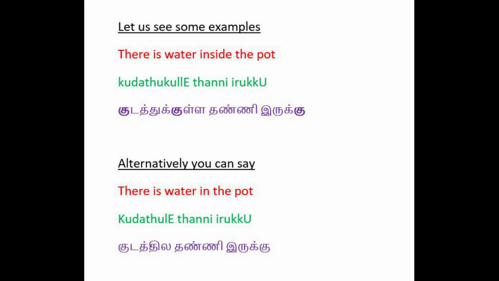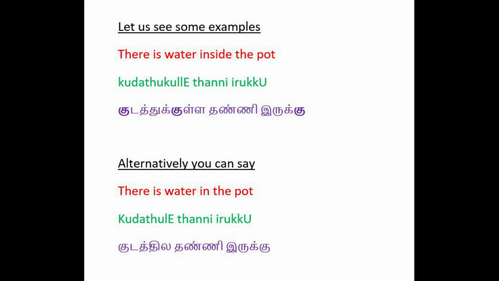குடத்துக்குள்ள தண்ணி இருக்கு. குடம் is pot. உள்ள is inside. Water, தண்ணி இருக்கு. தண்ணி is there. I know this may not be the right way you say that. குடத்துக்குள்ள, you don't say inside the pot. It's enough to say in the pot. But I just want to make the context clear. There is water inside the pot. Just imagine you want to make a difference between some water clinging to the pot and there's some water inside the pot. There's water inside the pot.